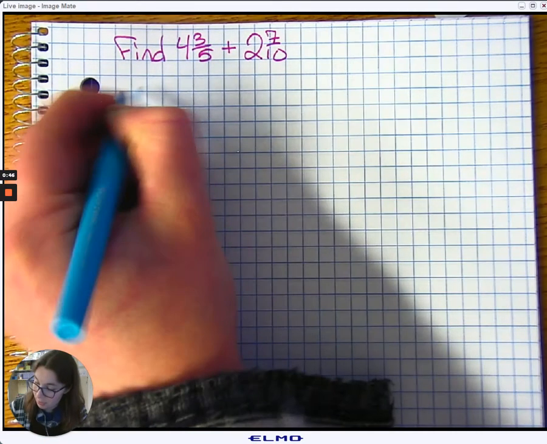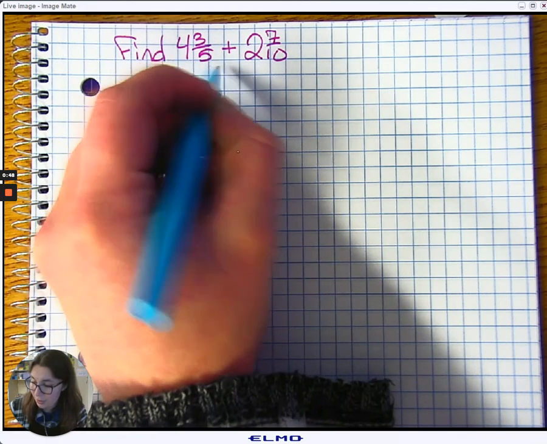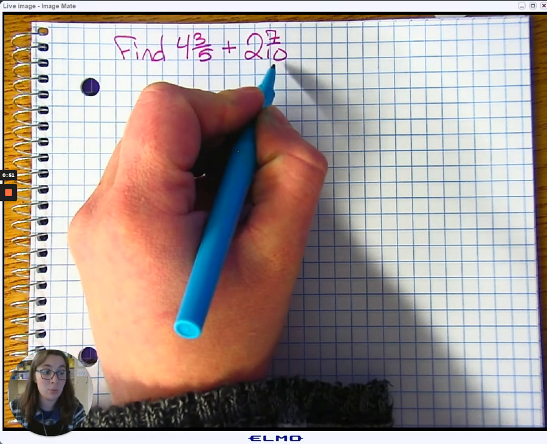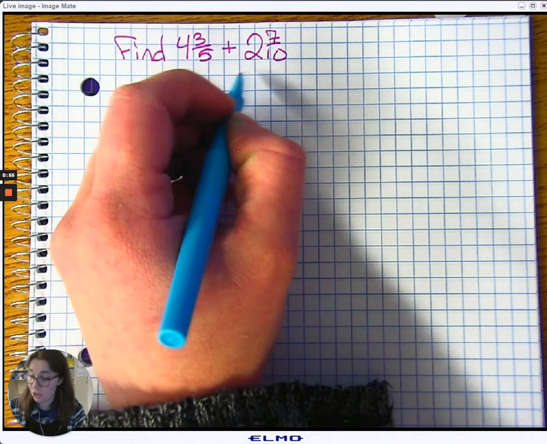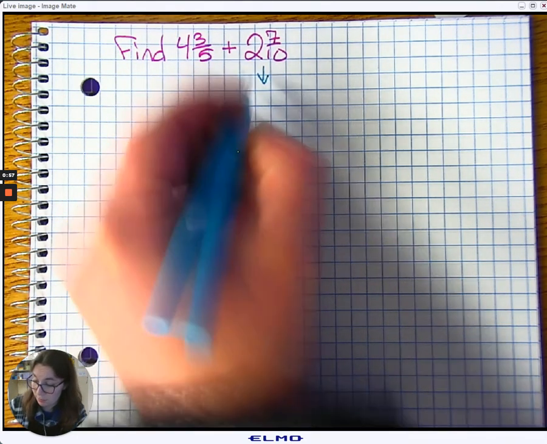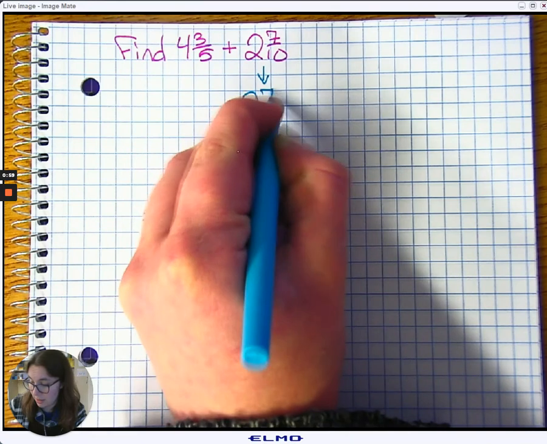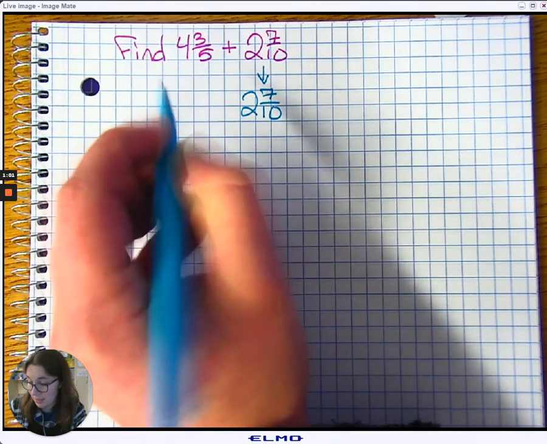So 4 stays the same. What is a common denominator between 3/5 and 7/10? Well, 5 and 10, the common denominator is going to be 10. I can leave this fraction be just fine. So I'll just pop that down. 2 and 7/10 is fine the way it is.